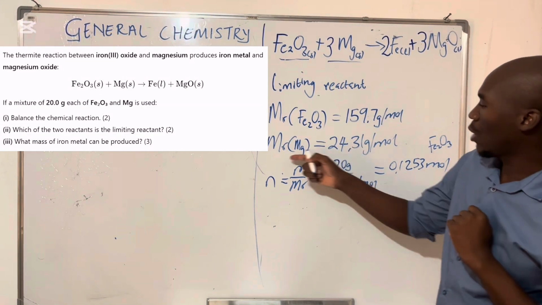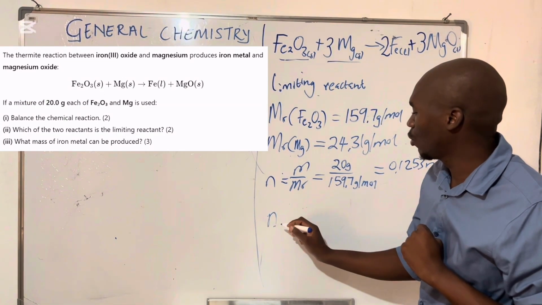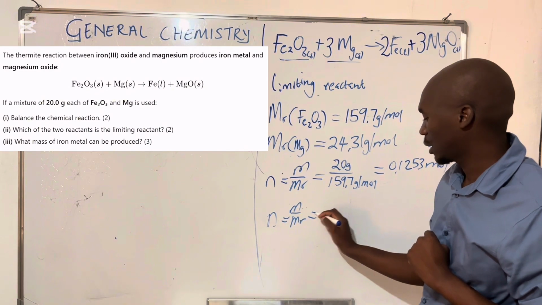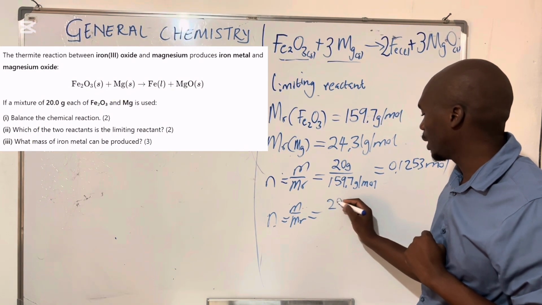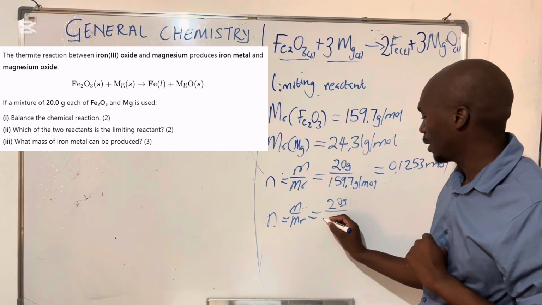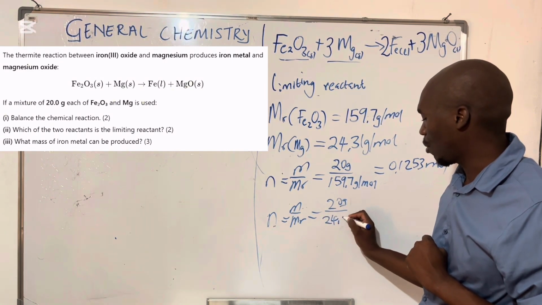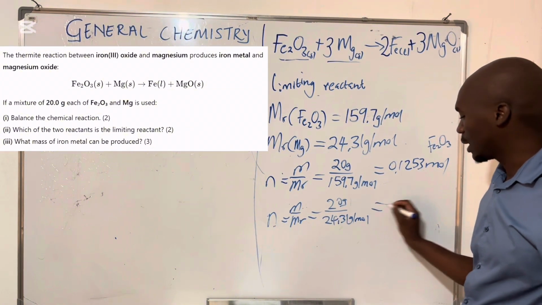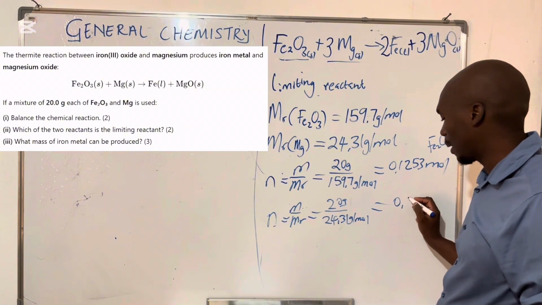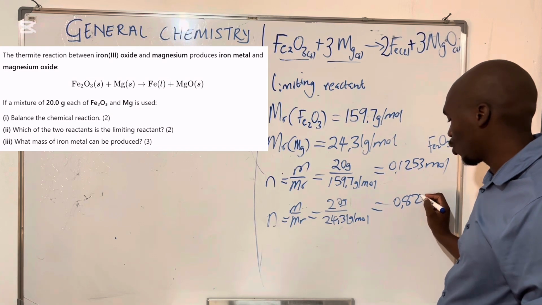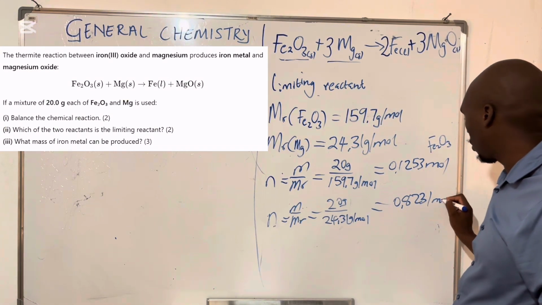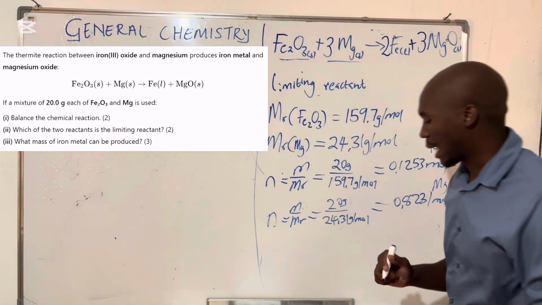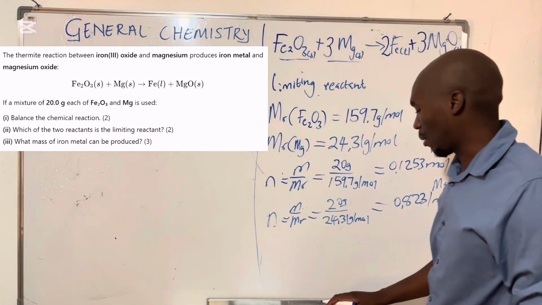Remember this is for Fe2O3. Now for this one, the number of moles is again mass over molar mass, which is 20 gram divided by 24.31 gram per mole. This is going to give us 0.8231 mole of Mg. Now, let us look at our balanced equation.